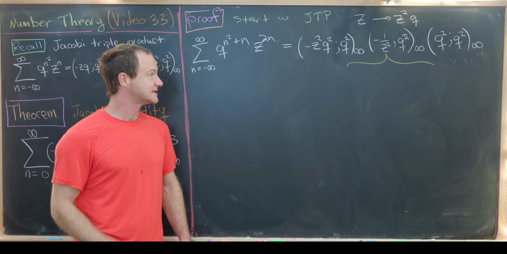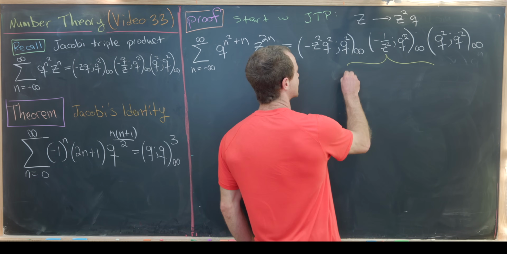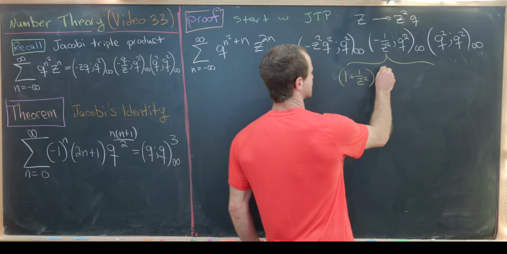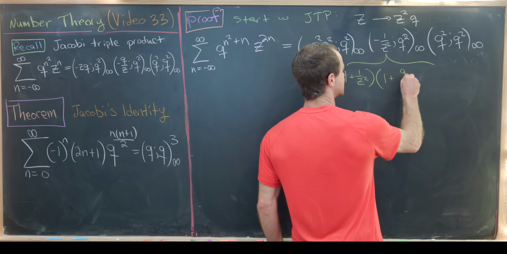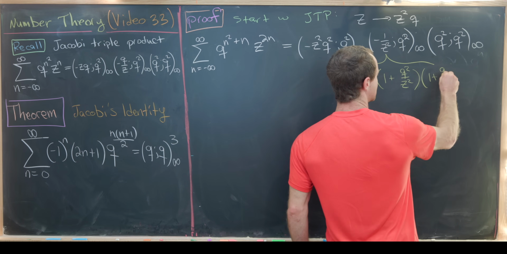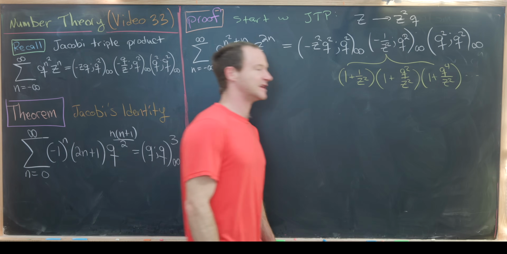Now next up, we want to take this middle term and expand it out, and then look at it and see if we can tweak it in a way so that it is a little bit more helpful. So we'll get 1 plus 1 over z squared, that's the first term, times 1 plus q squared over z squared. That's my second term. 1 plus q to the 4th over z squared. That's the third term, and that's an infinite product.